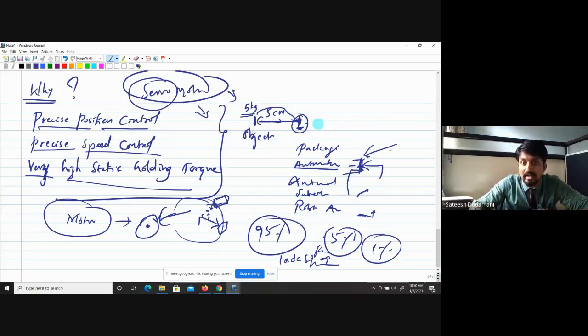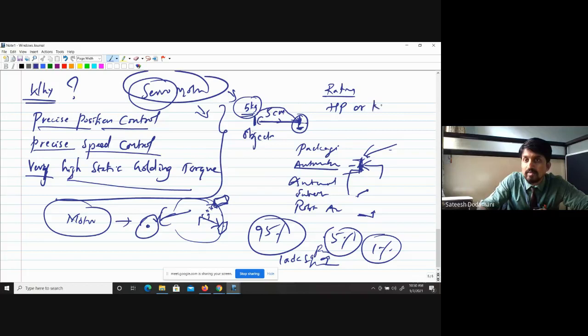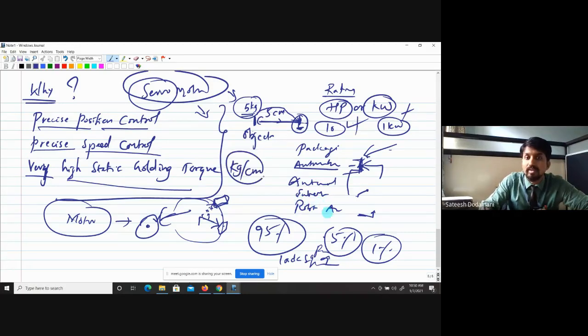So that is what I said here. This particular object should be held and moved here: 5 kg and this many centimeters. Based on this, for normal motors we talk in terms of HP or kilowatt. In a shop we can go and ask for a 10 HP motor, or a 1 kilowatt motor. But when you go for a servo motor, we cannot use HP and kilowatt. What we have to use is kg per centimeter.